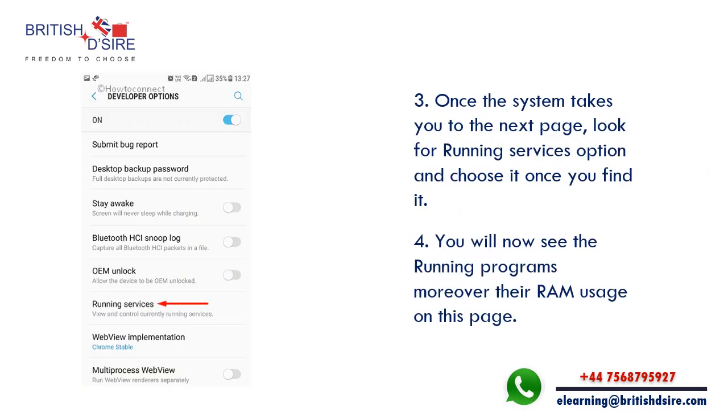3. Once the system takes you to the next page, look for the Running Services option and choose it once you find it. 4. You will now see the running programs, moreover their RAM usage on this page. All of these services are not always necessary to run in the background. Hence, you can restrict them using the following ways.